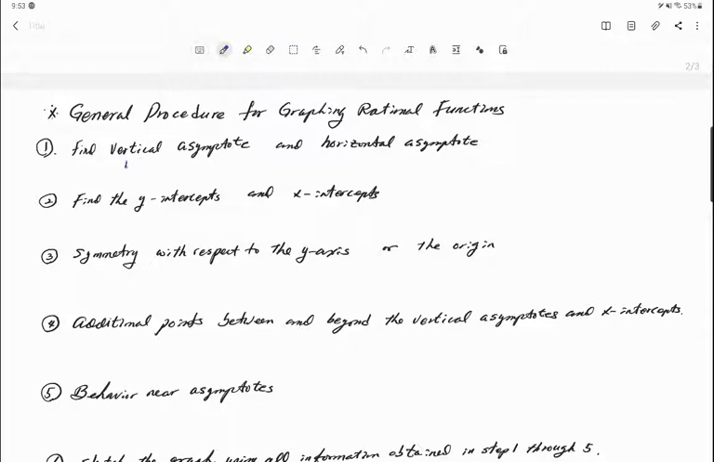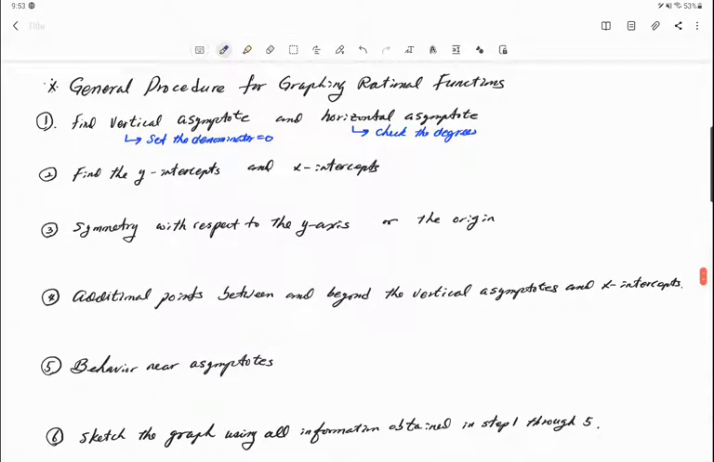So how do you find the vertical asymptotes? Set the denominator equal to 0, and then draw a vertical line at those x values. And for the horizontal asymptote, what do we do? Compare the degrees. Remember, if the denominator's degree is greater than the degree of the numerator, then the horizontal asymptote is always the x-axis.